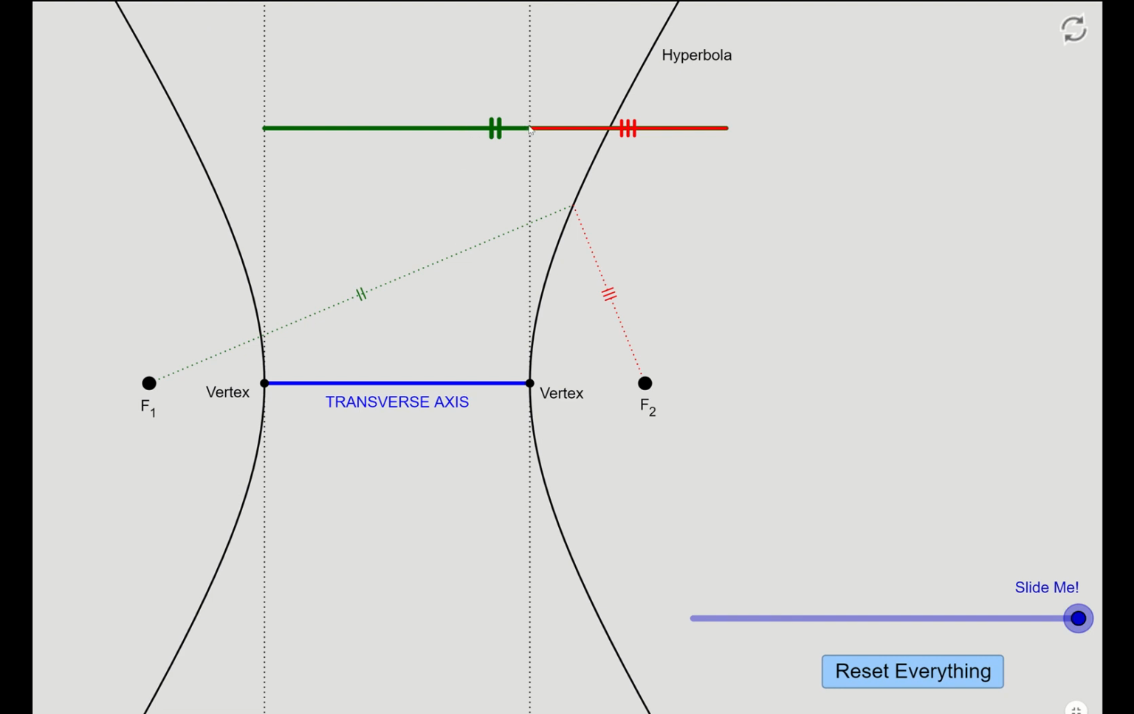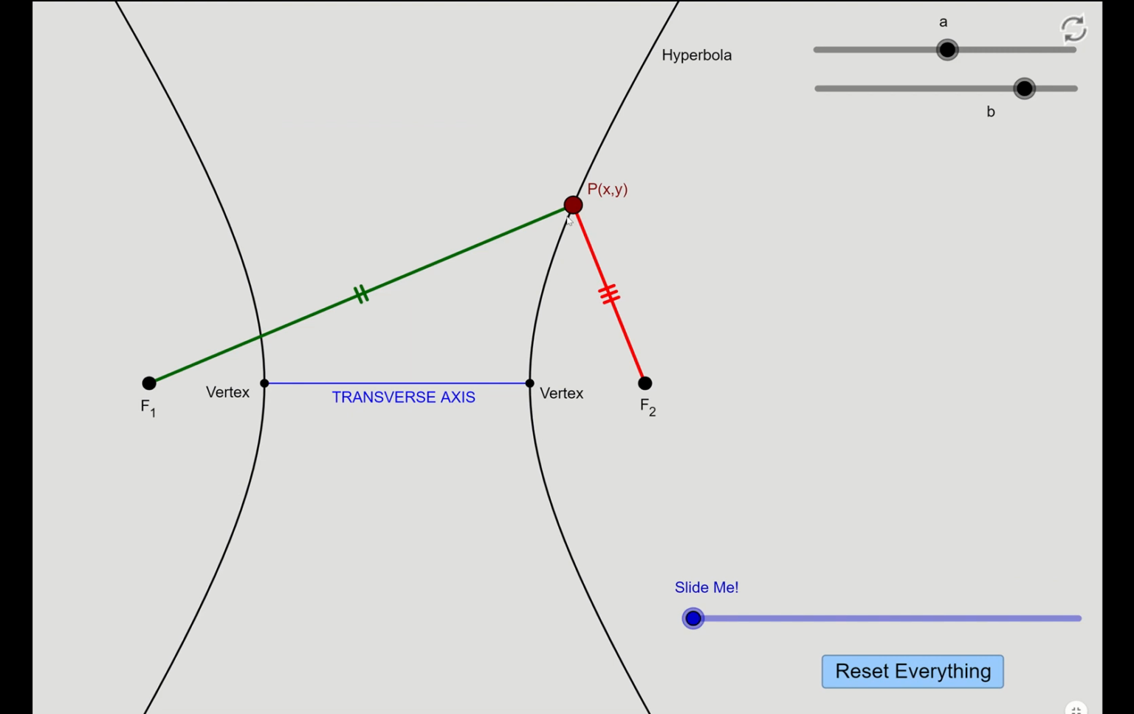Well, how much of the green distance do we take away? That would be the length of the red distance here. So what we're saying is that you get a hyperbola by taking the length from your point to the first focus and subtracting away the length from your point to the second focus, and then you get exactly the length of that transverse axis in all cases.